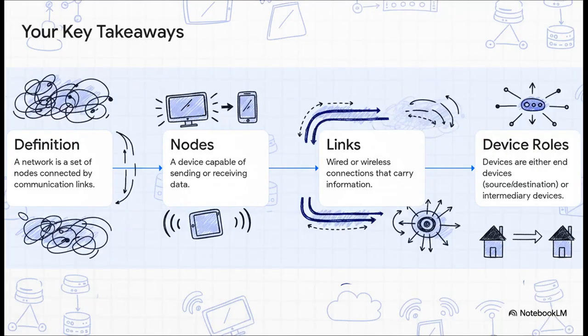So let's lock in the 4 key takeaways from all this. First, the core definition. A network is just nodes connected by links. Simple. Second, nodes are any devices that can send or receive data. Third, links are the connections, either wired or wireless, that carry all that data. And finally, device roles. Every node is either an end device, where data starts or stops, or an intermediary device that just directs the traffic. That's it. That's the basic anatomy of any network.